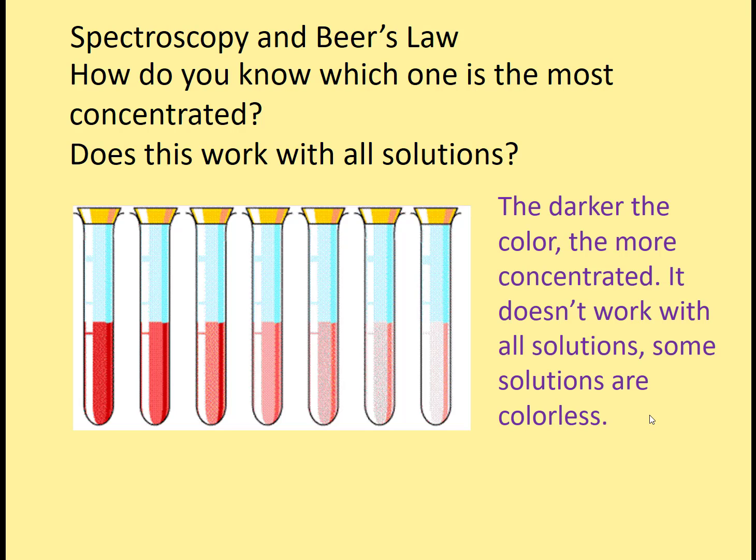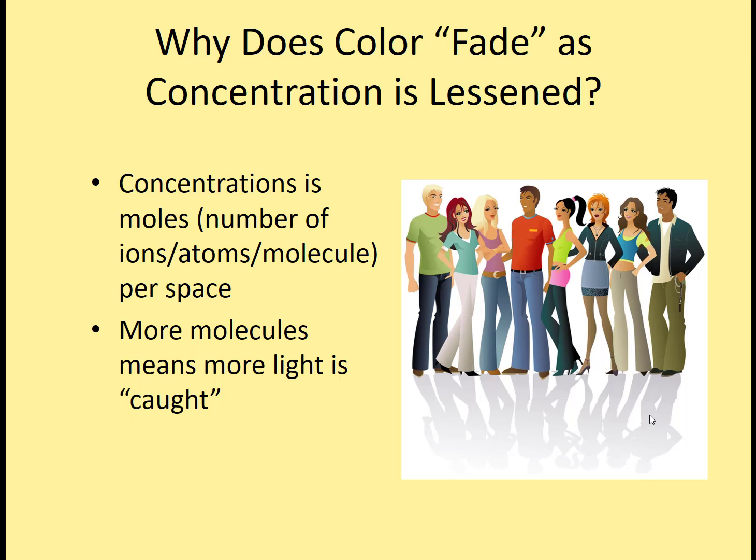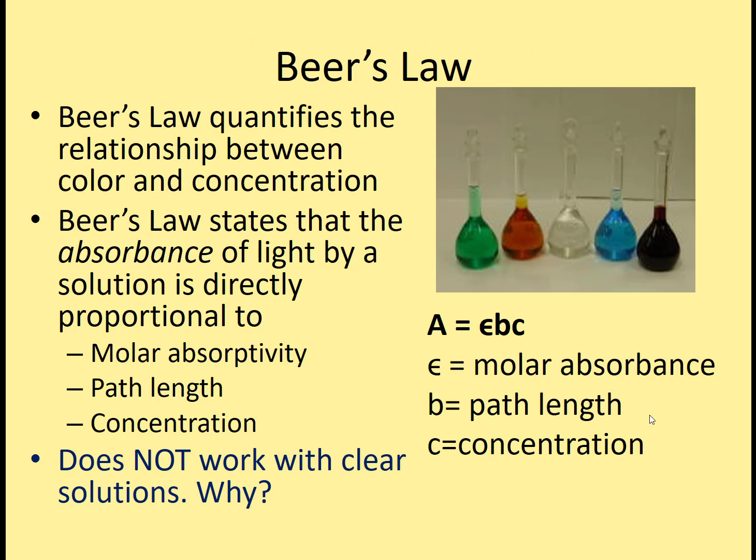But in the lab, there is a way to analyze, without altering the solution, what a colored solution's concentration would be. So why does the color fade as the concentration is lessened? The concentration is the number of moles that's dissolved in your solution. More molecules or more ions that are dissolved means more light is caught. And we can use something called Beer's law. Beer's law quantifies the relationship between color and the concentration.